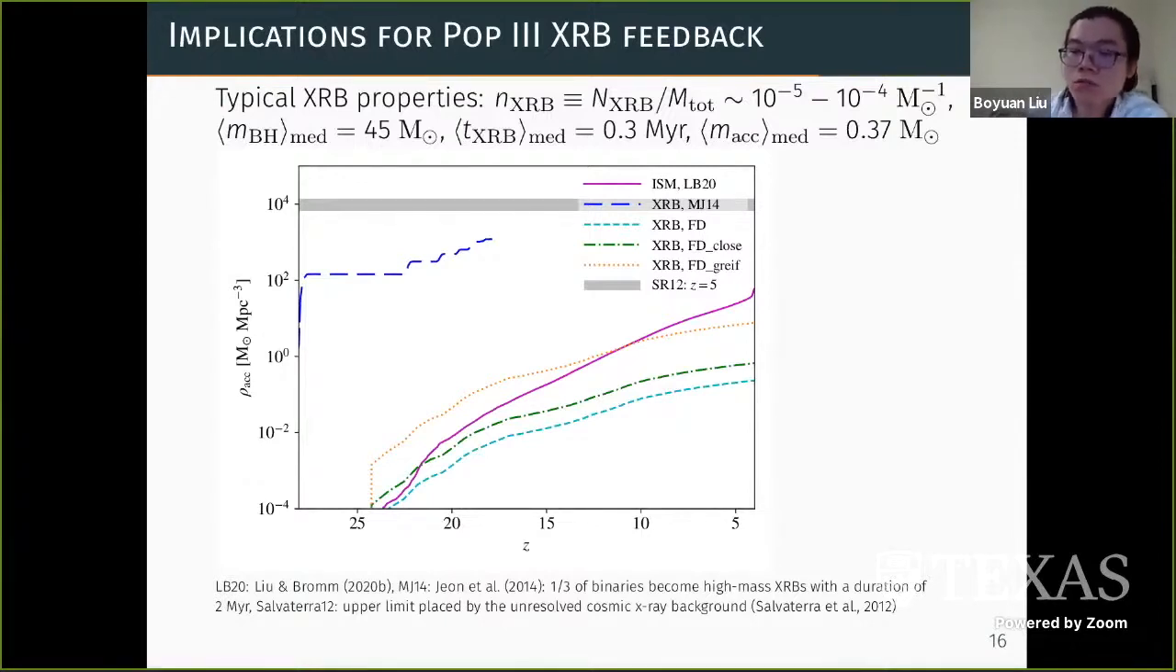The reason is that in our simulations, the efficiency of forming X-ray binaries is actually very low. We can form one X-ray binary in only every 10 to 100,000 solar masses. And also, most of our X-ray binaries are only active at the giant phase of the donor star, with very short lifetimes and little accretion.